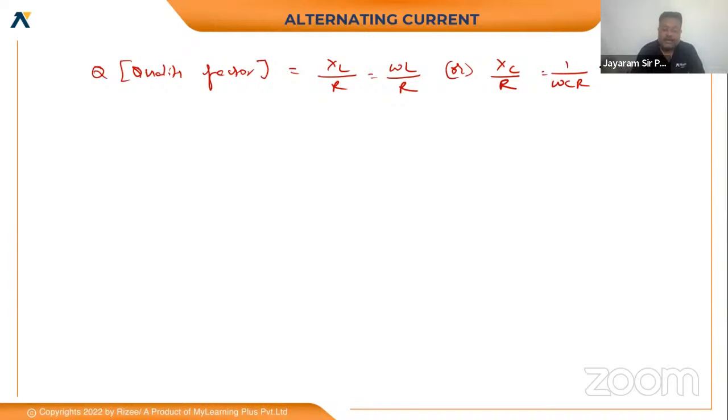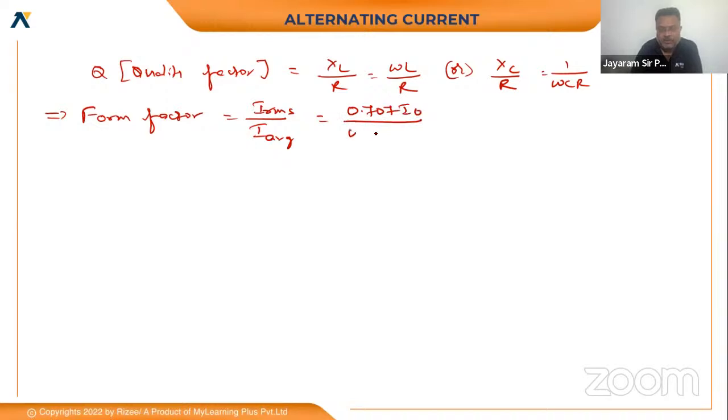Next case, we can go for the form factor. What does form factor mean? It is equal to I RMS by I average. I RMS by I average remains constant: 0.707 times I naught by 0.637 times I naught, which is about 1.11. Okay, so this is the condition, sir.